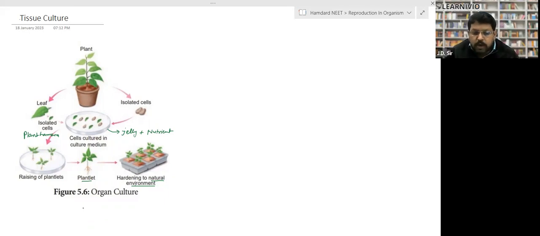So this was the asexual reproduction in plants. If you have any question, any doubt, or if any topic is left, please go through your NCERT or your book, and then please let me know. Then I'll start with the sexual reproduction in plants. Please be quick.